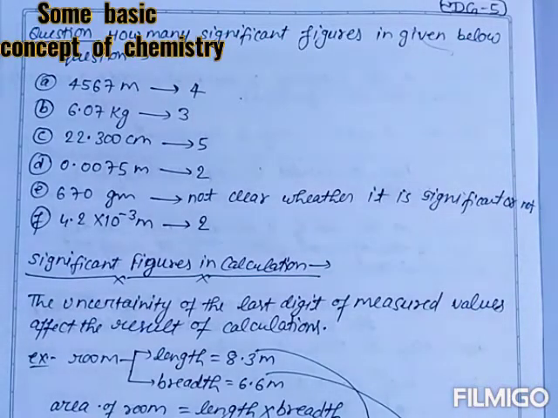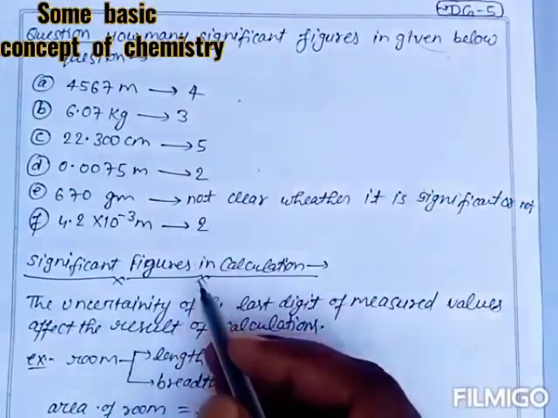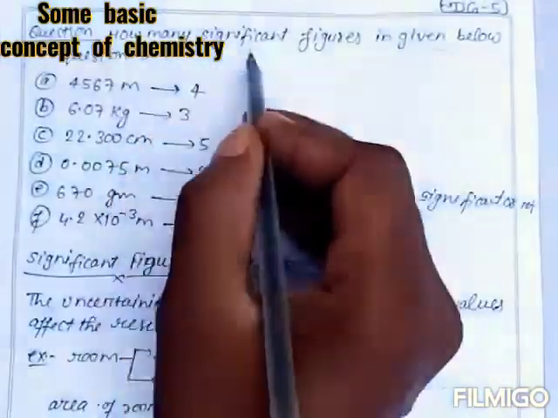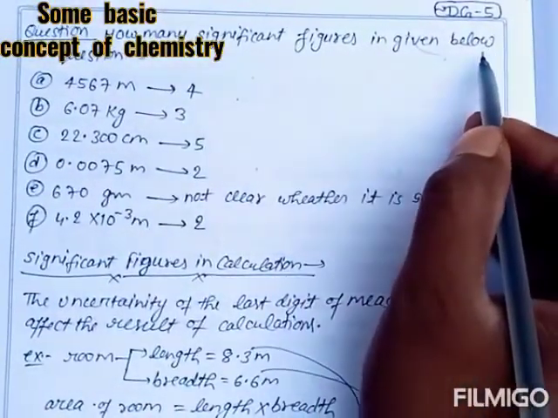Today we are going to continue our chapter, Some Basic Concepts of Chemistry, and today is the fifth lecture. We are going to practice some questions related to significant figures. The question is: how many significant figures are in the given quantities?